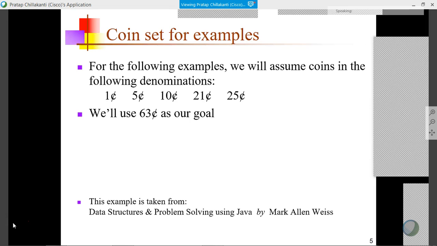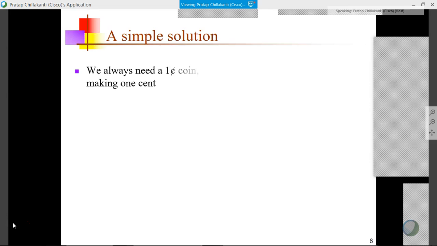So 63 cents, of course we'll use 21, 21, 21. We can solve it, right? The way we solve this is, the lowest cent coin that we need is 1 cent because that's atomic. Without making 1 cent, you cannot count all the numbers. So that's why you need 1 cent.